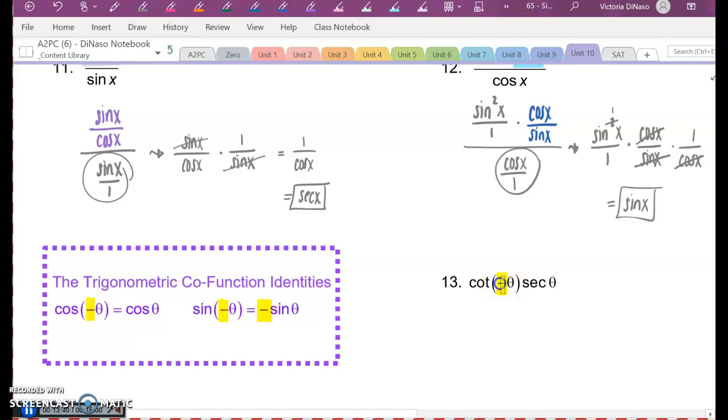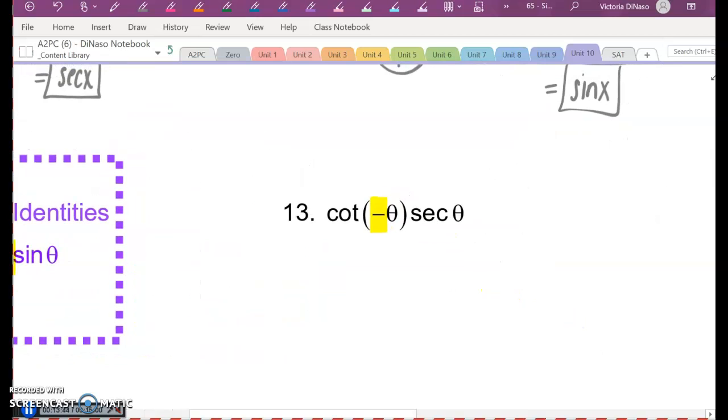So in number 13, we have a negative radian. So what's going to happen for cotangent, normally cotangent is changing to cosine theta, which just represents a radian, divided by sine theta. Except now that there's a negative, you just put a negative sign by sine. So it's cosine theta divided by negative sine theta. So it moves to the front of the entire thing.